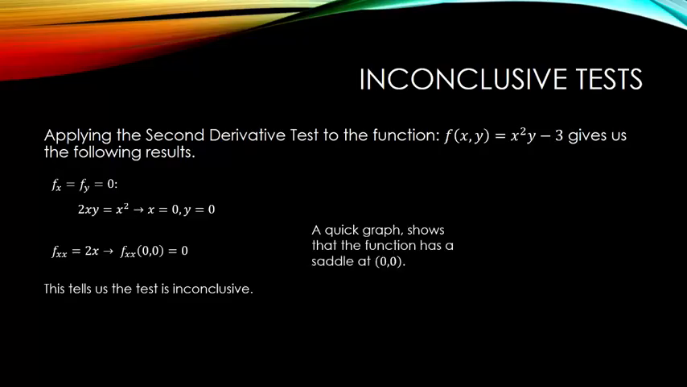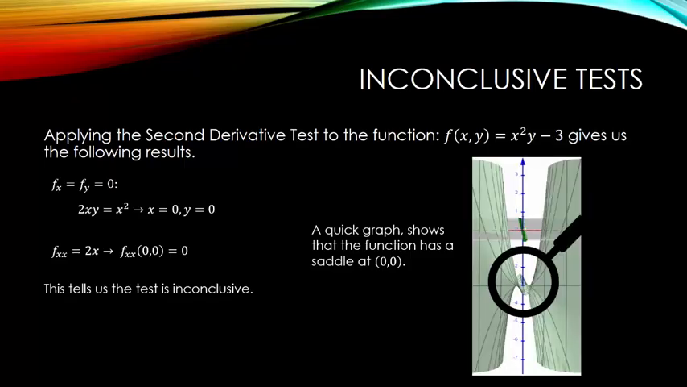A quick graph shows that the function has a saddle at the point 0, 0. When I look at this, I see that at the point 0, 0, my graph switches from being a maximum to being a minimum at that same point.